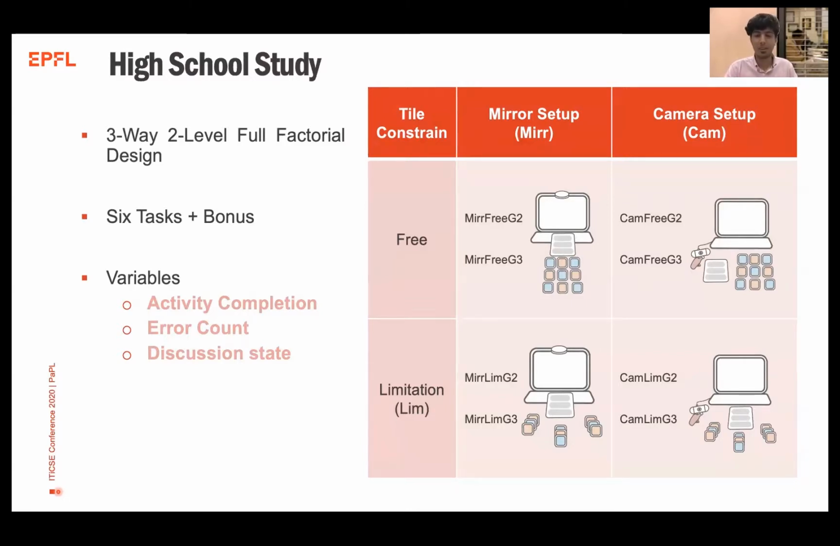The first one being whether or not they're able to complete all tasks in the limited amount of time. Second one is the number of errors committed by them throughout this process. And third one being the amount of time spent actively discussing the tasks at hand.